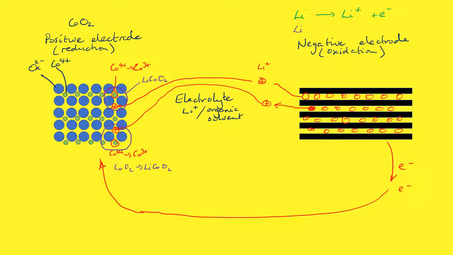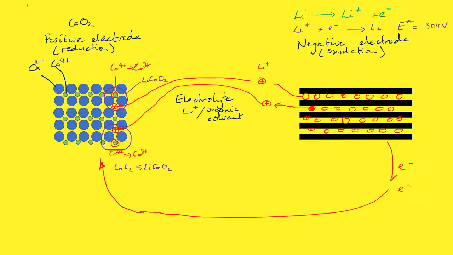So you've got lithium 1+ ion plus an electron going to lithium solid, and the standard electrode potential of that half reaction is -3.04 volts. So there we have it. Now let's go over to the positive electrode where the reduction is happening.